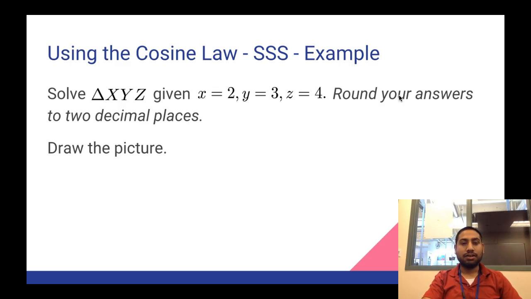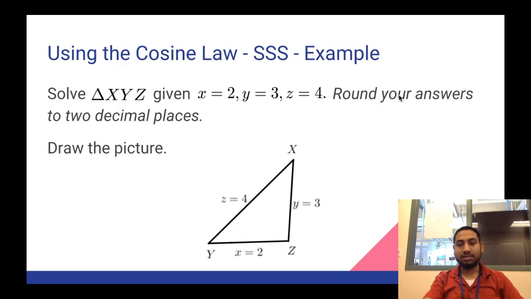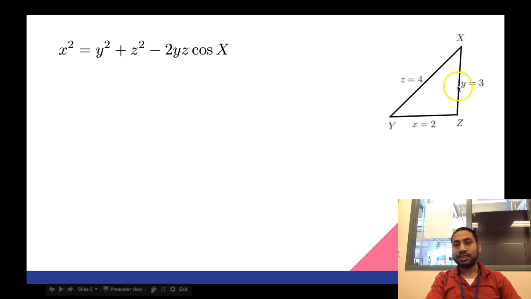As before, we'll start by drawing the picture. So here's the triangle XYZ, and then we just label the side x equals 2, y equals 3, and z equals 4. Alright, so here's the triangle again for our reference.